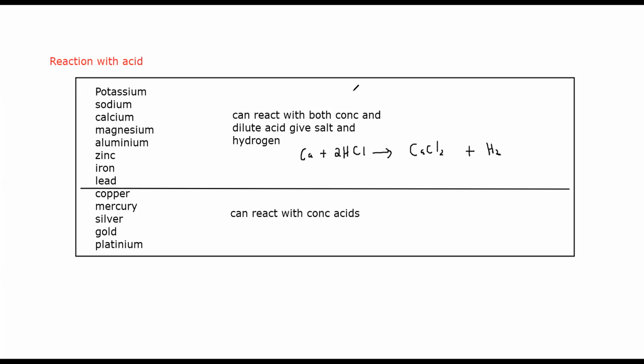So if it's a hydrochloric acid, it will give a chloride salt. If it is sulfuric acid, it will give sulfate salt. If it is nitric acid, then it will give nitrate salts. So if you want to prepare a sulfate salt, we prefer sulfuric acid. If you want to prepare nitrate salt, we prefer nitric acid. And if you want chloride salts, we prefer hydrochloric acid.